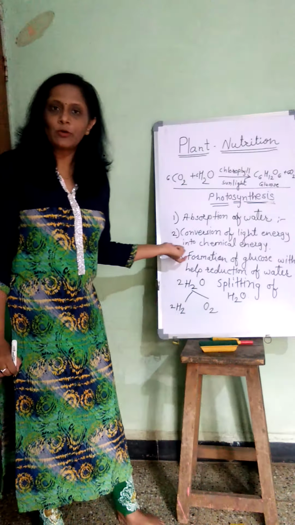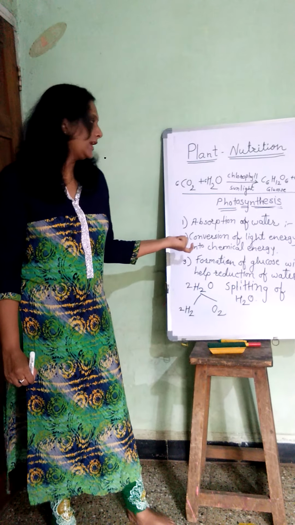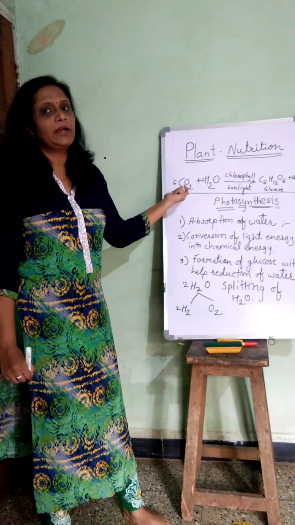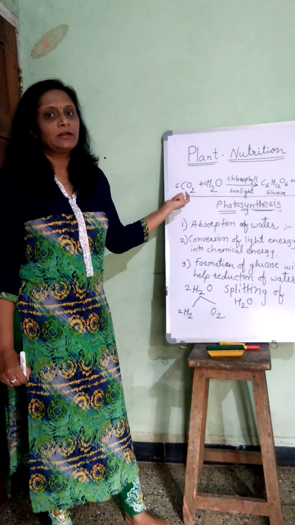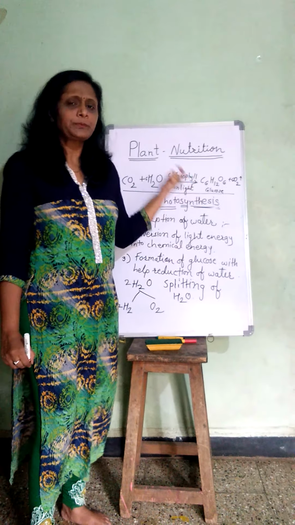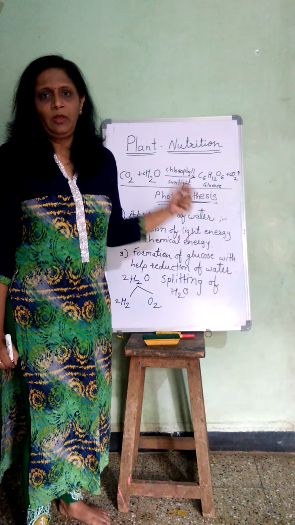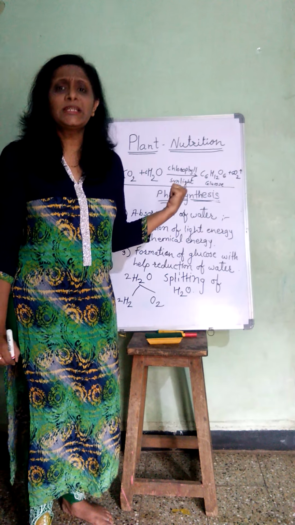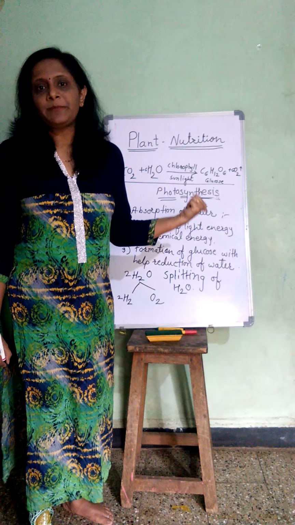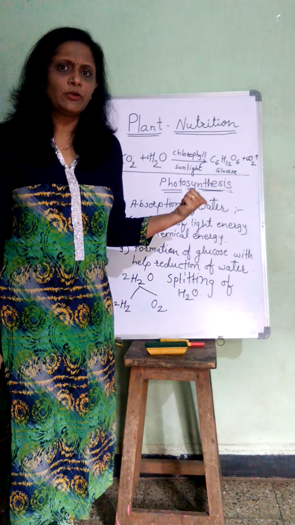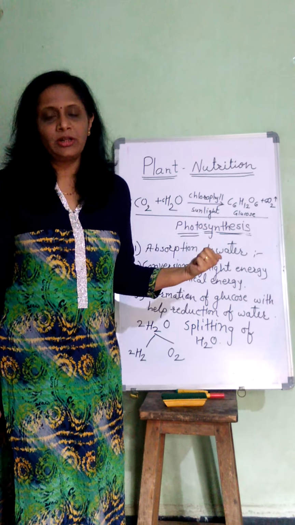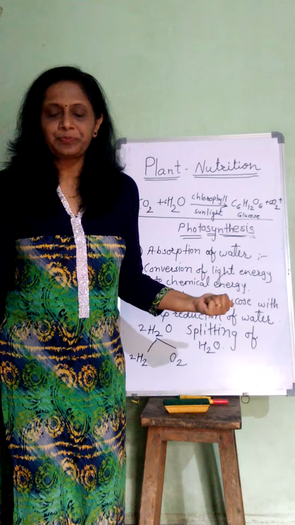For the process of photosynthesis to take place, certain very important things are there, which we already have discussed: the presence of carbon dioxide, presence of sunlight and presence of water. In our next session, we are going to learn whether all these three things are really important for the process of photosynthesis or not, and we are going to prove that they are essential with the help of experiments. Thank you.